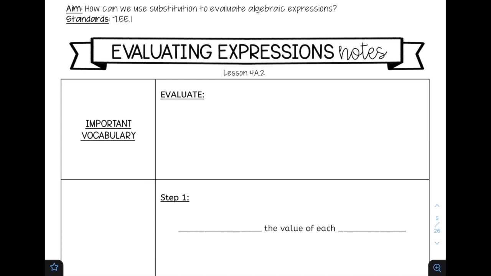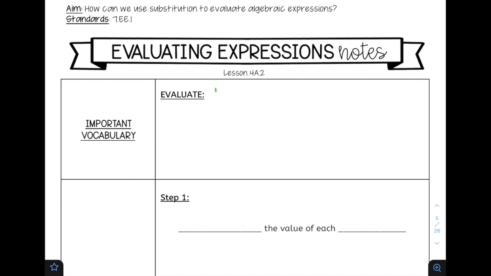In today's lesson, lesson number 2 in Unit 4, we are going to evaluate expressions. Our aim today is: how can we use substitution to evaluate algebraic expressions? The first thing we want to go over is important vocabulary. We're going to be using "evaluate" often.